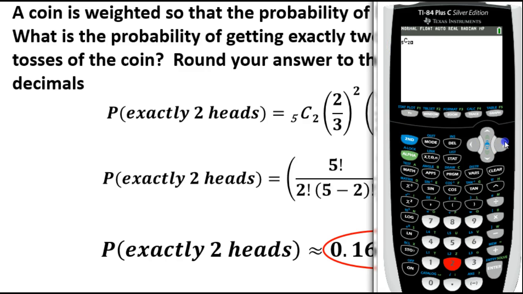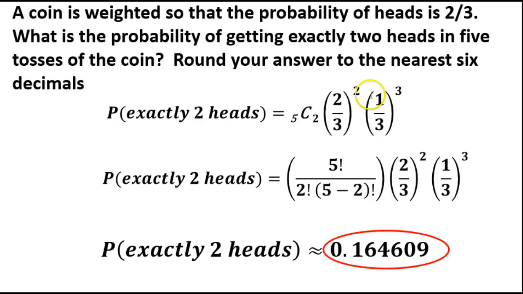So 5 choose 2. Then we'll go over here, and this is 2/3, so I'm going to put that in parentheses. 2/3 squared, there we go, times 1/3 cubed. And just hit enter. Both ways will get you the same answer. Make sure you're rounding it to the nearest 6 decimals. That's the only real big catch on this one.